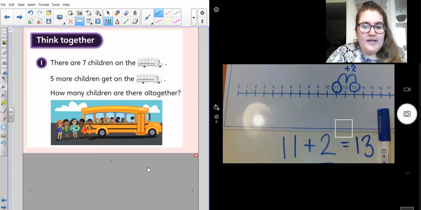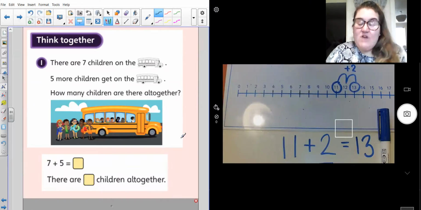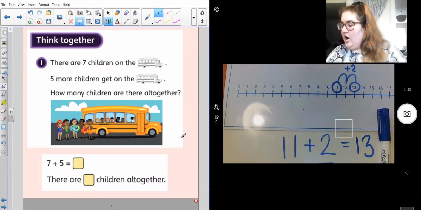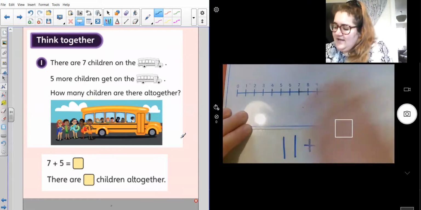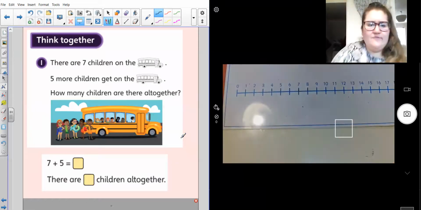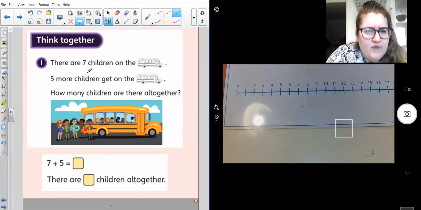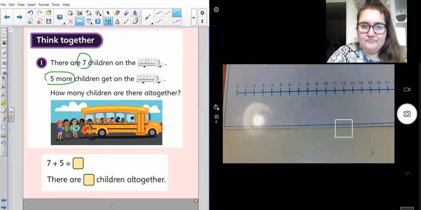So here we go. There are 7 children on this bus. This is a different bus now. And 5 more children get on. Okay, so let me think. I'm just going to pick out those key bits of information so I don't get confused. Right, okay, so there are 7 on the bus and 5 more get on. I'm looking at that word more as well there.